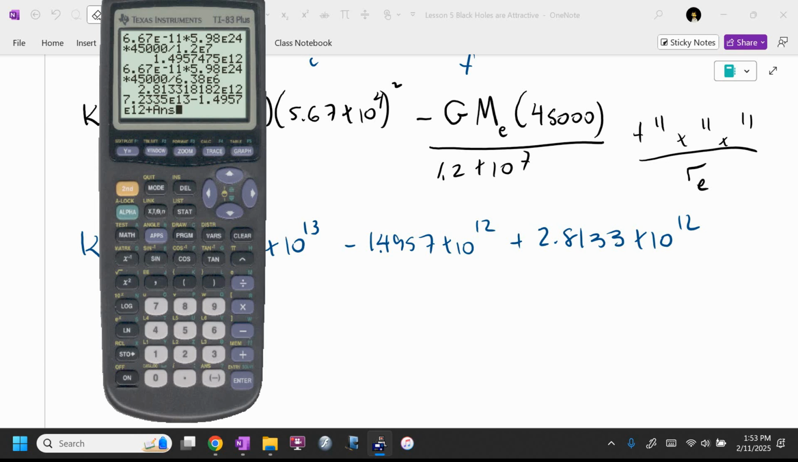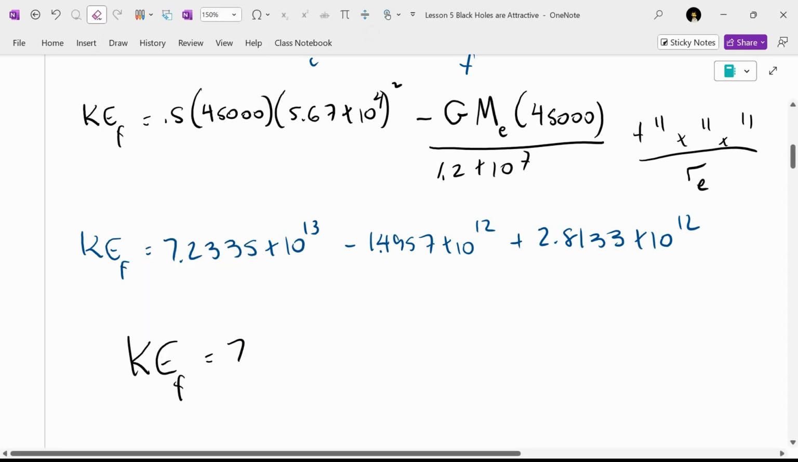And I get, Justin, did you get 7.37 if I round off properly times 10 to the 13th joules? Yep. I got one thumbs up. I got Sophia. I got Carson. 7.37 times 10 to the 13th joules.